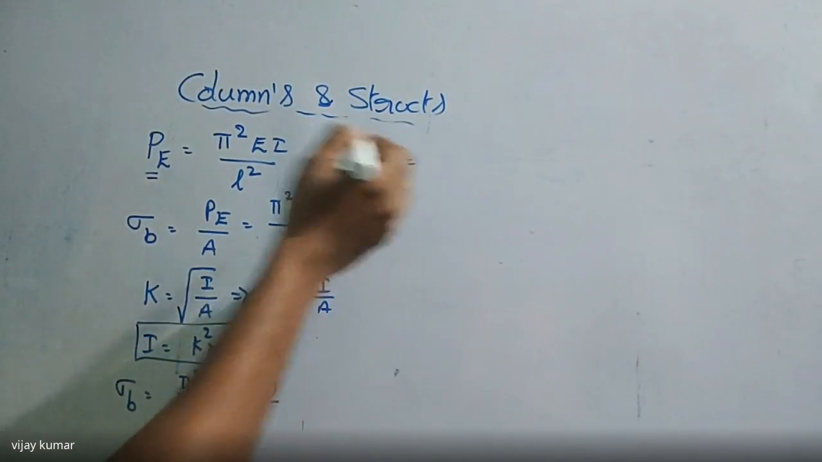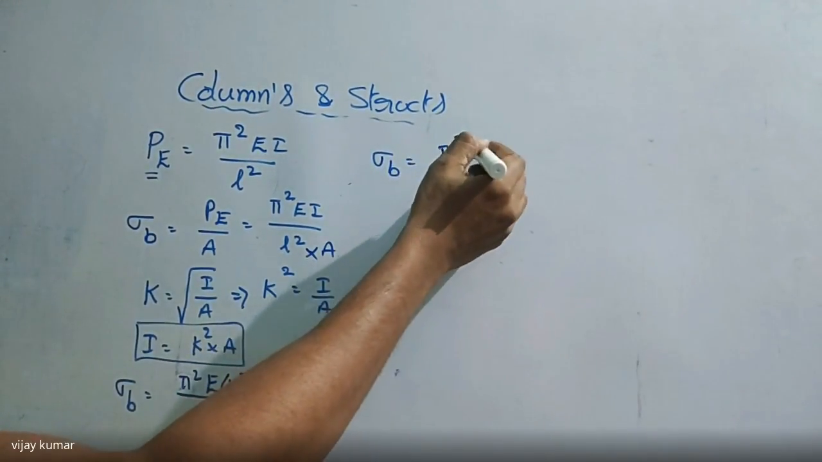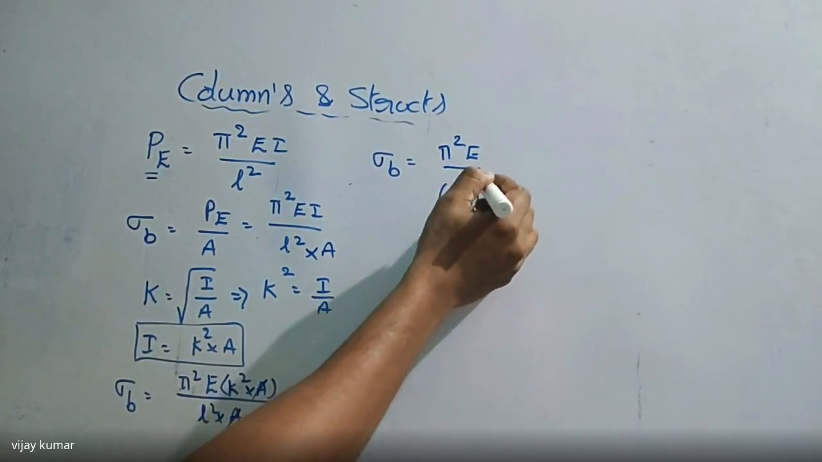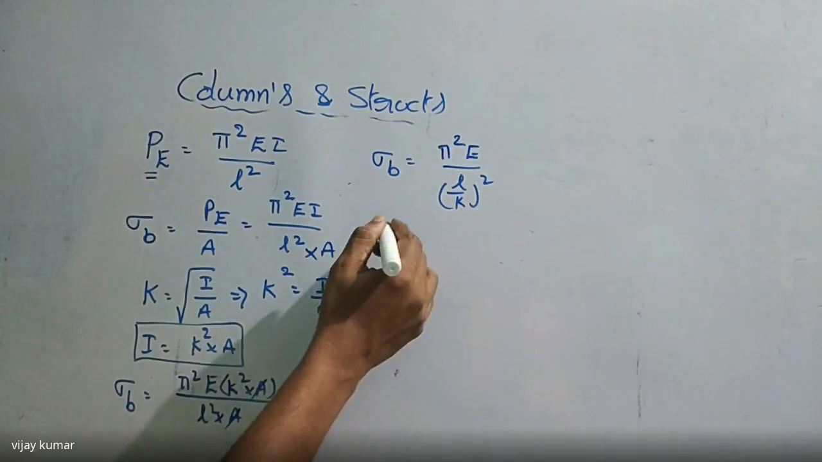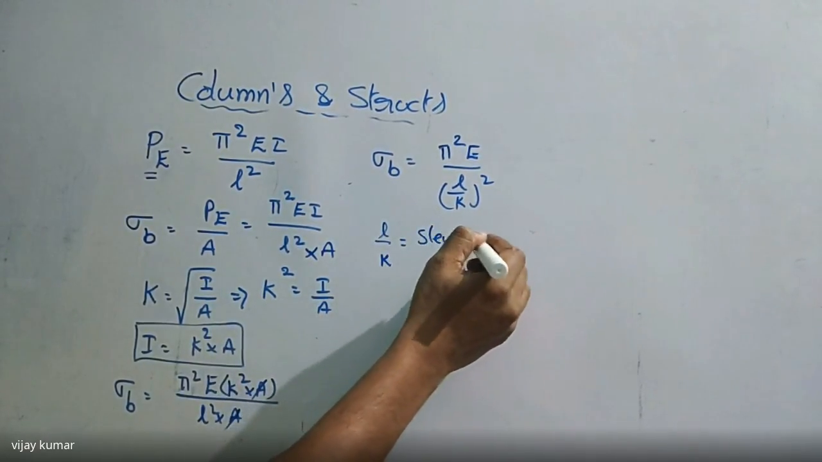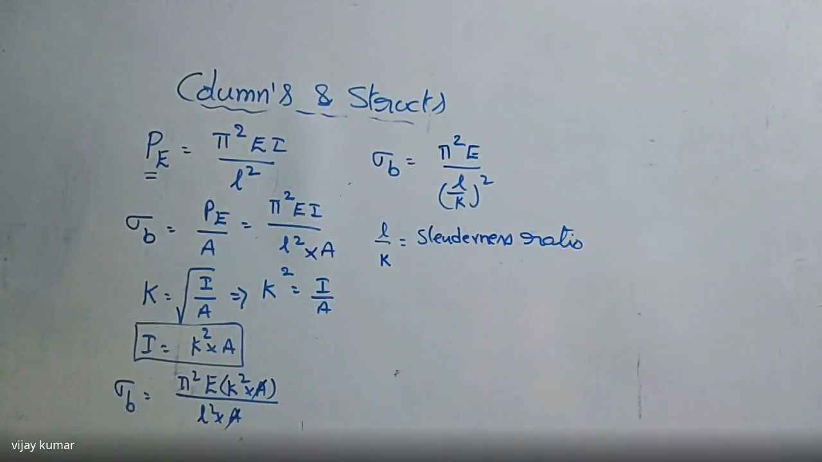Bending stress is equal to pi square into E divided by L by K whole square. I'm taking this K to the denominator, then I'm writing L by K whole square. Here L by K is nothing but the slenderness ratio. So this ratio always gives the limitation of Euler's theorem of column.